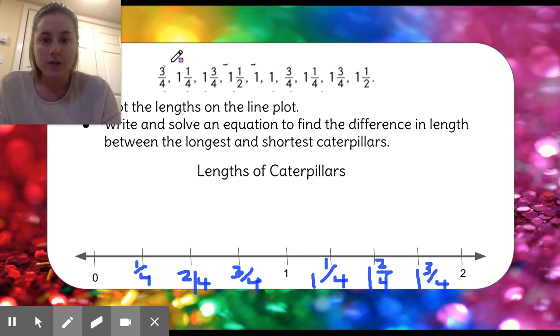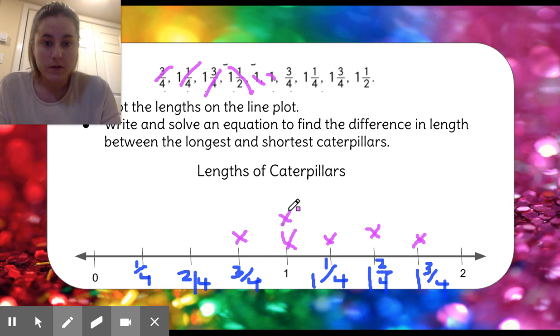So now I want to plot. I like to cross out as I go. So 3/4 has 1x. 1 1/4 has 1x. 1 3/4 has 1x. 1 1/2, which is the same as 1 2/4. 1 has 2. 3/4 has another one. 1 1/4 has another one. 1 3/4 has another. And 1 1/2 or 1 2/4 has another. So we did the first one, plot the lengths on the line plot.